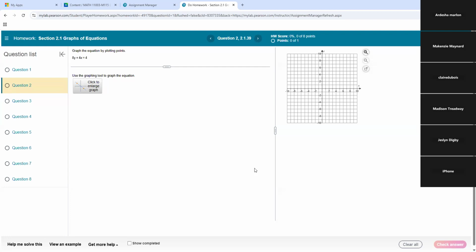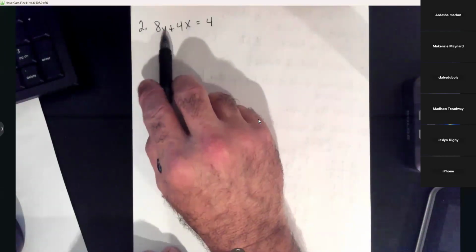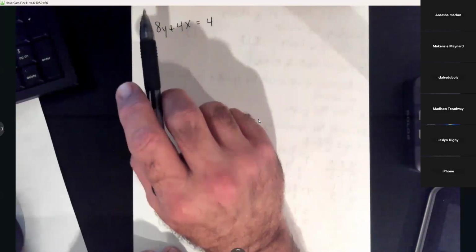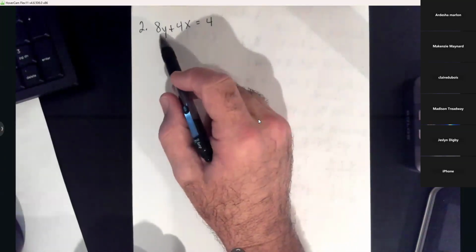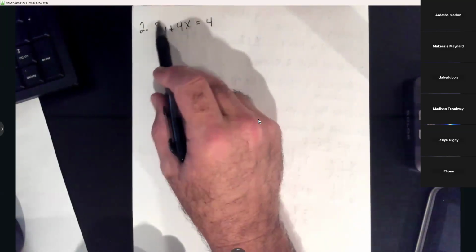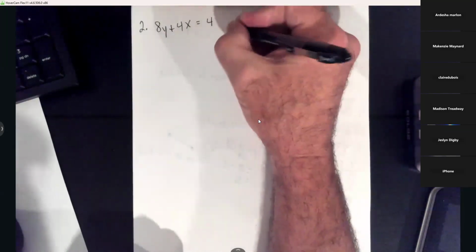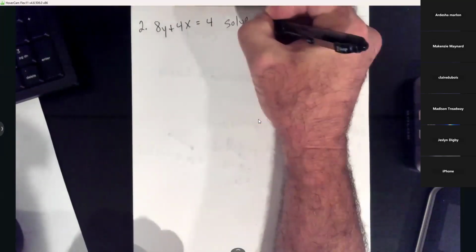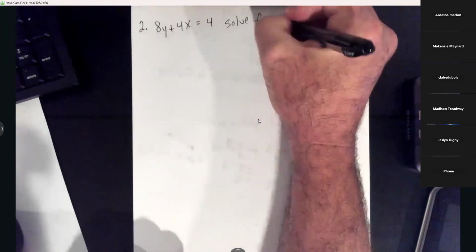All right, so let me go back to my pad. So this one, if you're going to use the calculator or sort of help you figure out what points you want to use, since this one's not solved for the y, that would be our first step, to try to solve it for the y. So we're going to solve for the y.